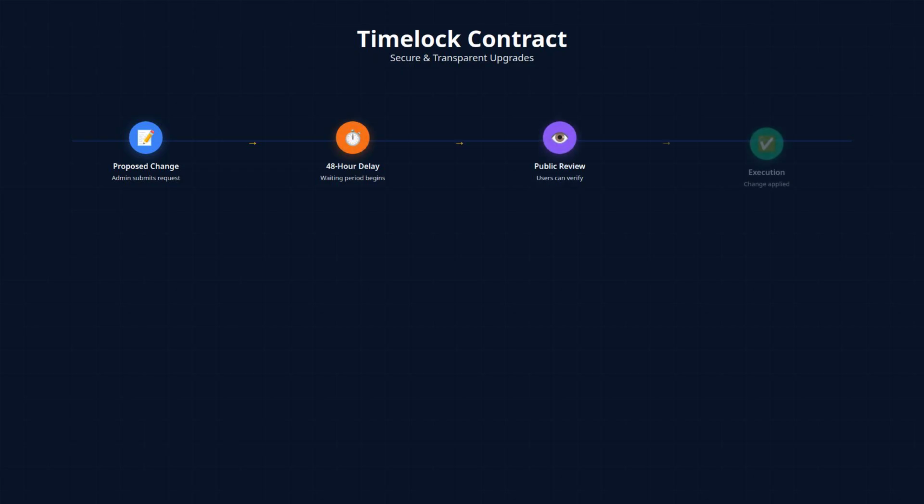The time lock contract adds another layer of protection. When any platform upgrade is proposed, it enters a mandatory 48-hour waiting period. During this time, users can review the changes and prepare accordingly. If something seems wrong, the community has time to respond. Only after the delay period, and if all conditions are met, can the change be executed. No surprise updates, ever.